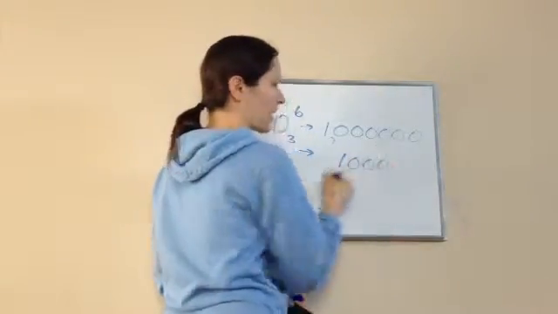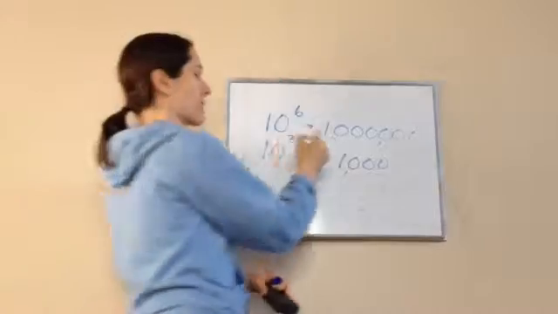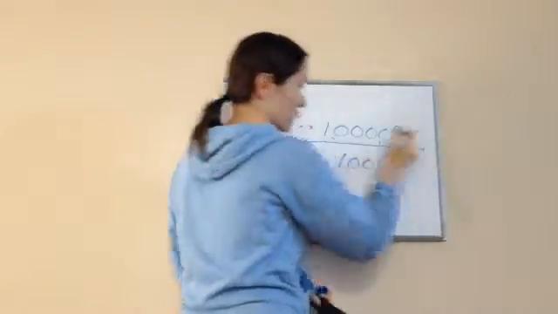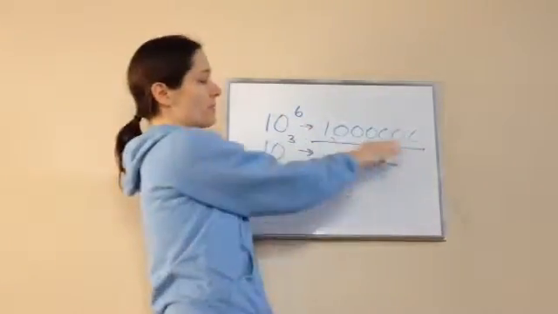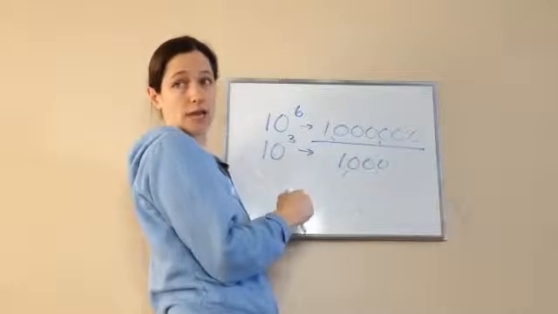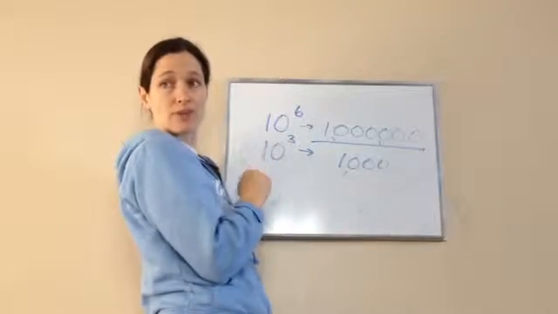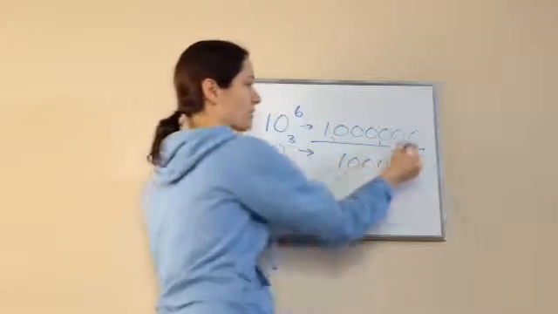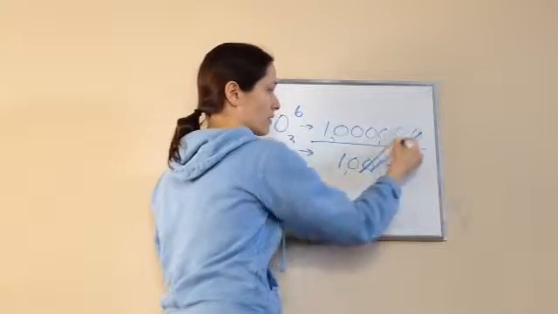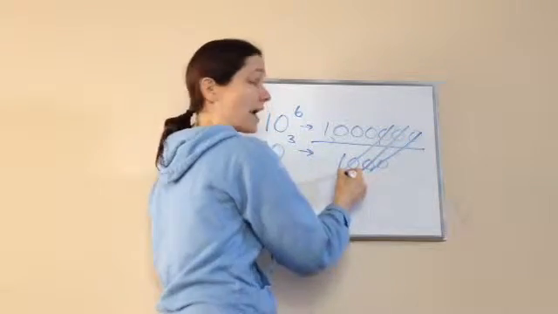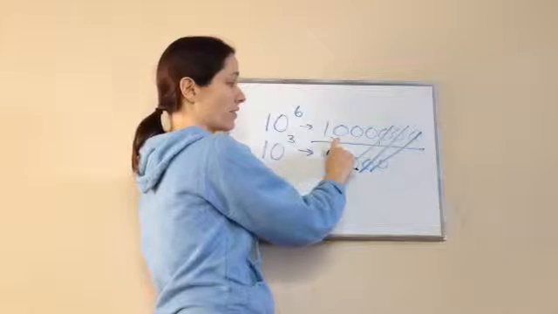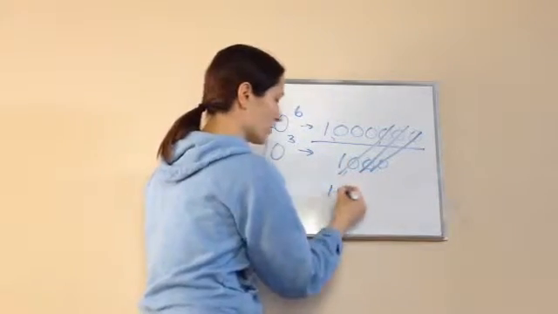So you remember that method that we used that one time? Watch what happens. This would be 1 million over 1,000. Do you remember what we can do with zeros if they're at the end of the number? Cross them out. So let's do that. What do I have? 1,000 over 1, which would be 1,000.